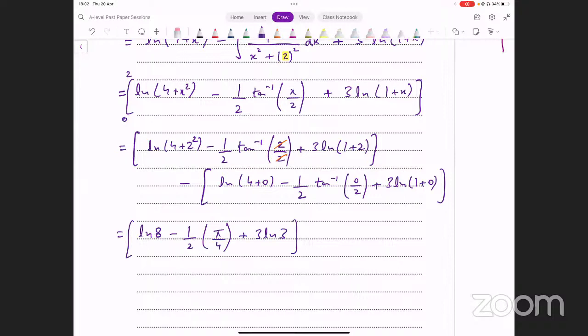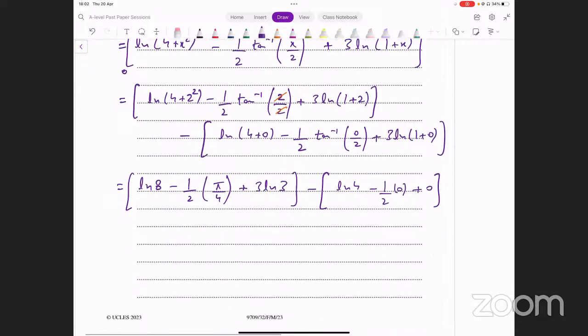उसमें से माइनस कर दें 0 वाला केस. इसमें आपके पास क्या आ रहा था? ln of 4. Then you have tan inverse of 0. Tan inverse of 0 जो है वो 0 ही होता है. यहाँ पे ln 1 आ रहा है तो ये भी 0 हो जाएगा. Let's simplify this now, and this is going to give us ln of 8 minus pi over 8 plus 3 ln 3 minus ln of 4. This is what the result turns out to be.